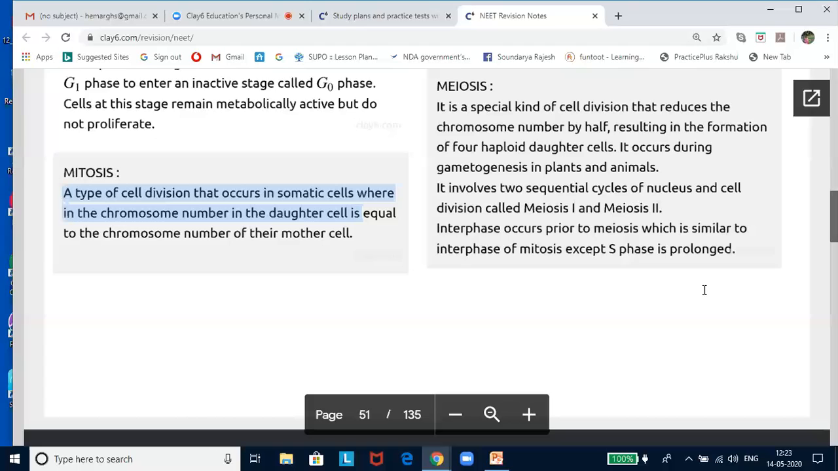Now let us look into meiosis. It involves two sequential cycles of nucleus and cell division called meiosis 1 and meiosis 2.